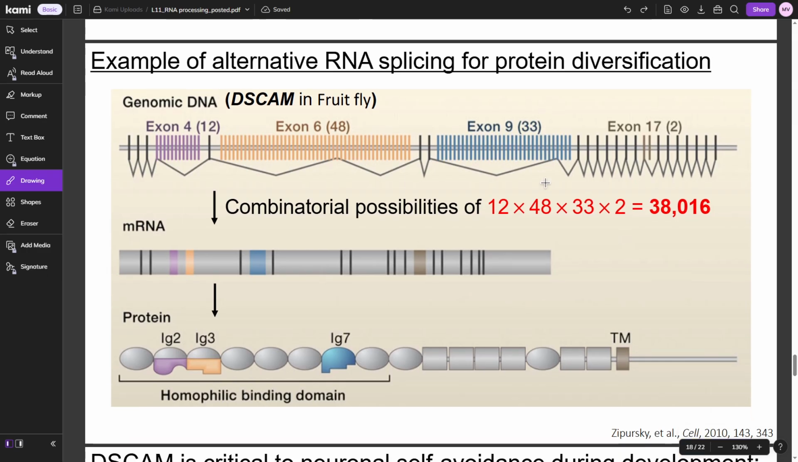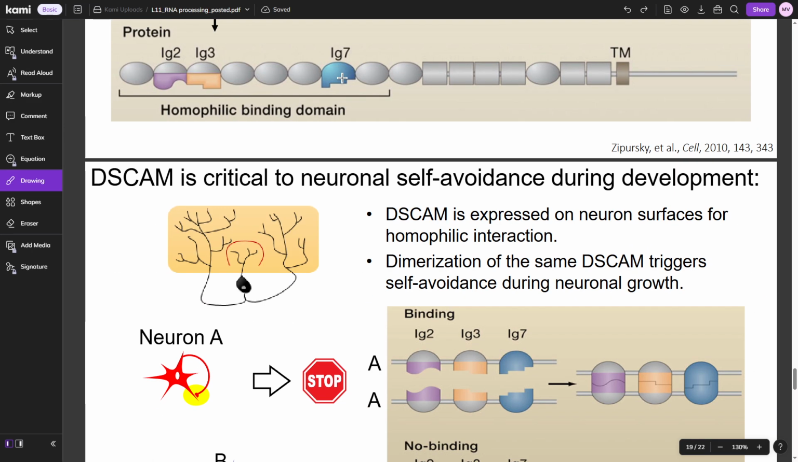And this is just an example of... This is not very important. He's just showing an example of alternative splicing. Not that important, though.